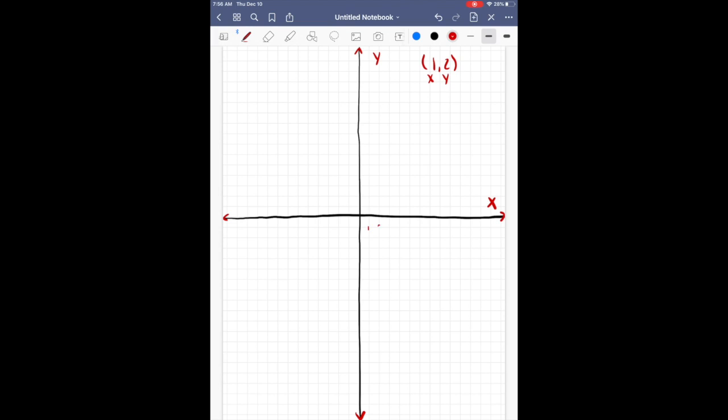So let's number our x-axis. Oops, I can't count. 1, 2, 3, 4, 5. We'll label our y-axis 1, 2, 3, 4, 5 as well. And we'll just worry about our positive right now because both of these numbers are positive in this coordinate. So (1, 2). 1 means on the x-axis, we are going to go over to 1. 2 means on our y-axis, we're going to go up to 2. So our point is going to land right here. That is (1, 2).